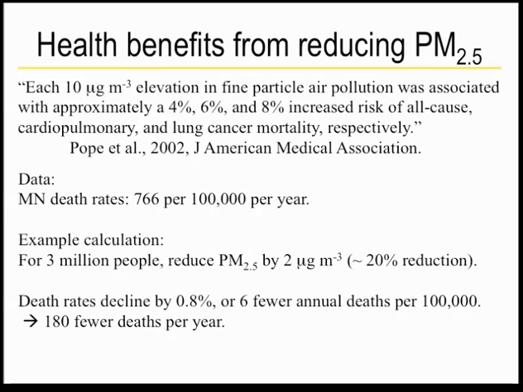And then the last step to scale up is per 100,000 people. To get to 3 million, I have to multiply by 30. So 6 times 30 is 180. 180 fewer deaths per year are expected. This is a simple calculation as a result of this improvement in air pollution. That's a large number. I'm going to argue that's a relatively large number.